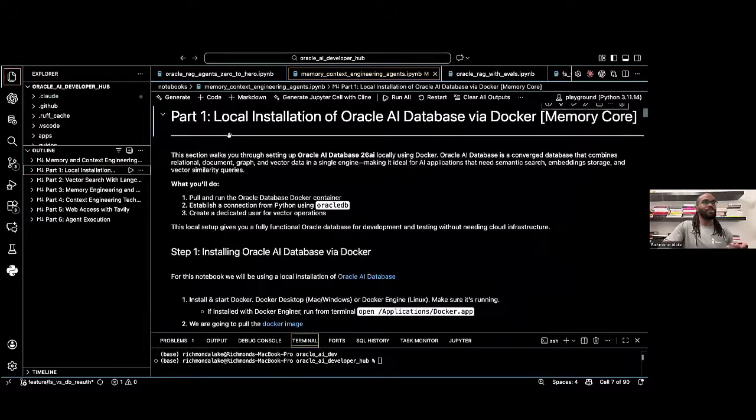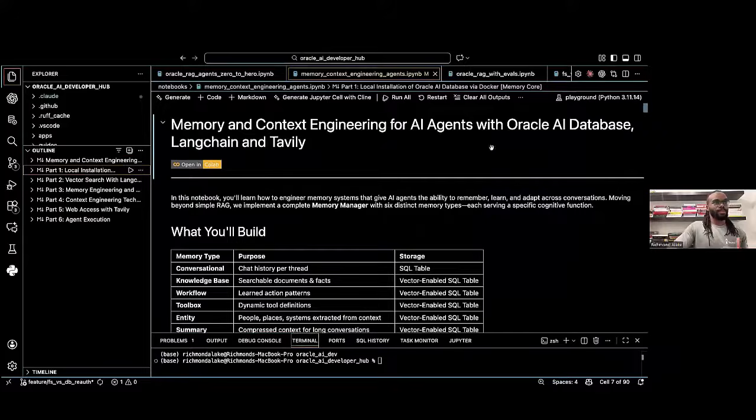So this notebook is split into parts. We're talking about memory and context engineering. We're going to be using Oracle AI Database as our agent memory core. I'm going to explain what agent memory core means later. I think that's an important concept that I want people to come away with. We're also going to be using LangChain and Tavily. These two libraries are very popular. LangChain is an abstraction framework for LLM and RAG pipelines, while Tavily is how you connect your LLM to the internet.